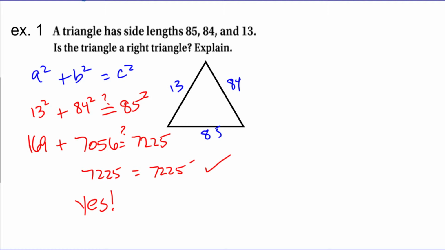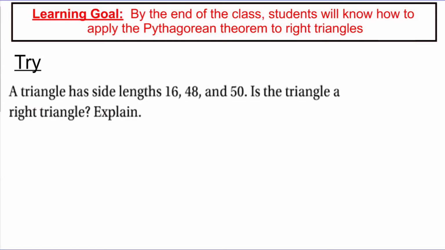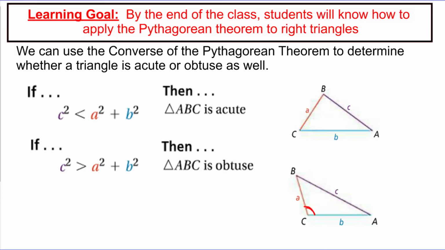Okay, so that's kind of a simple application of, can we figure out if something is a right triangle? And so the question is, what happens if it's not a right triangle? What happens if it's something else? We can actually use the converse of the Pythagorean theorem to figure out if something is an acute triangle or an obtuse triangle. And here's how we do that.